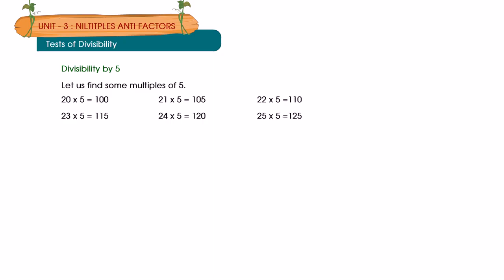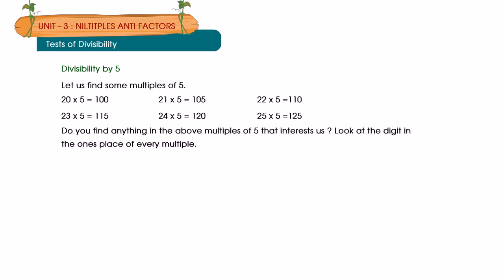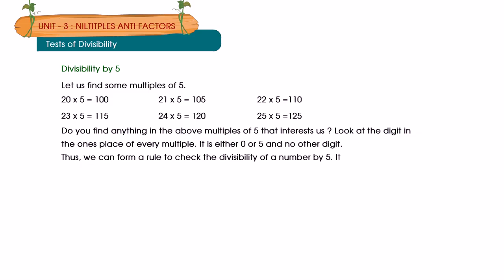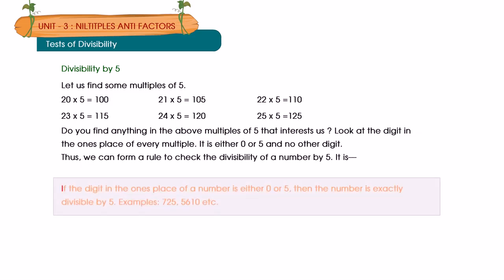Do you find anything in the above multiples of 5 that interests us? Look at the digit in the ones place of every multiple. It is either 0 or 5 and no other digit. Thus, we can form a rule to check the divisibility of a number by 5. It is: if the digit in the ones place of a number is either 0 or 5, then the number is exactly divisible by 5.